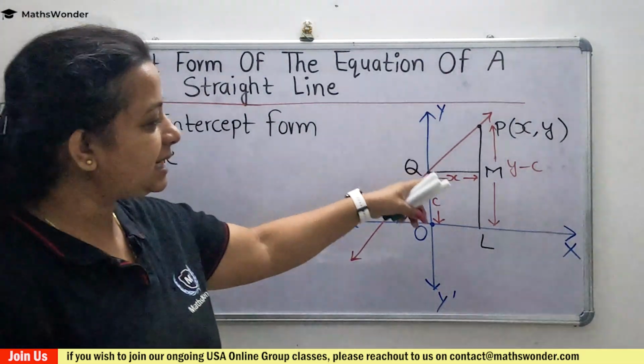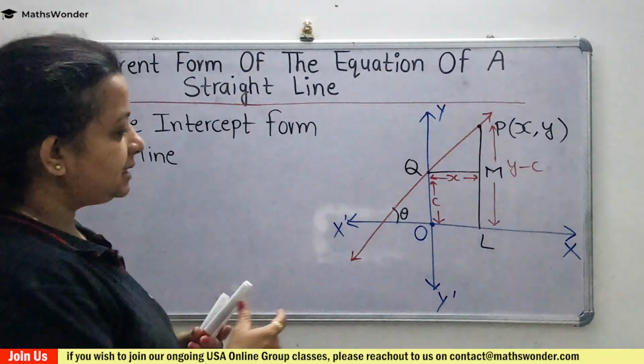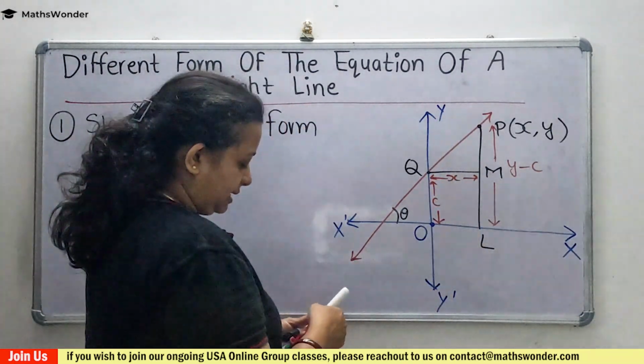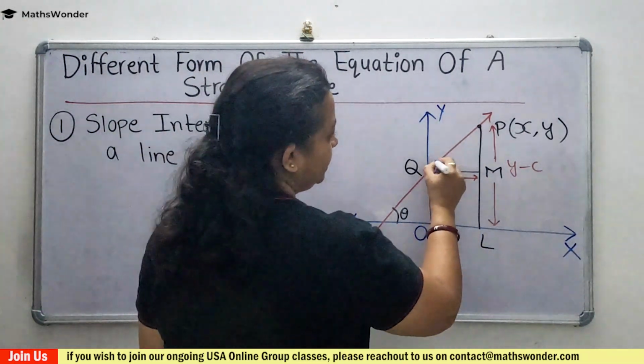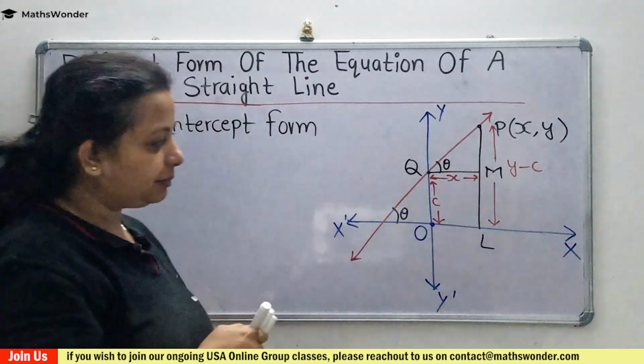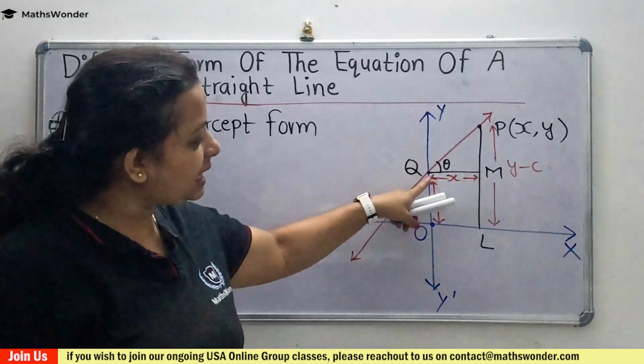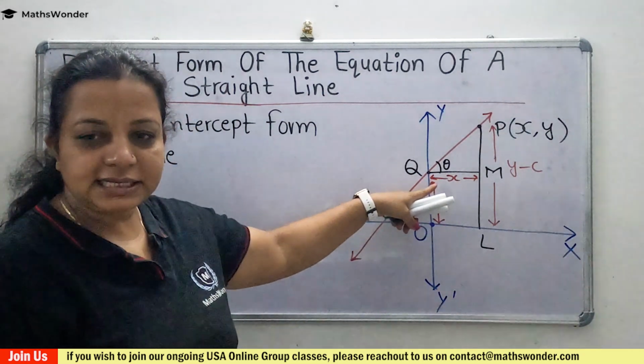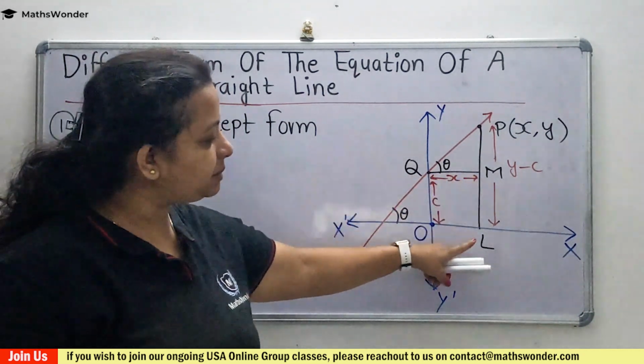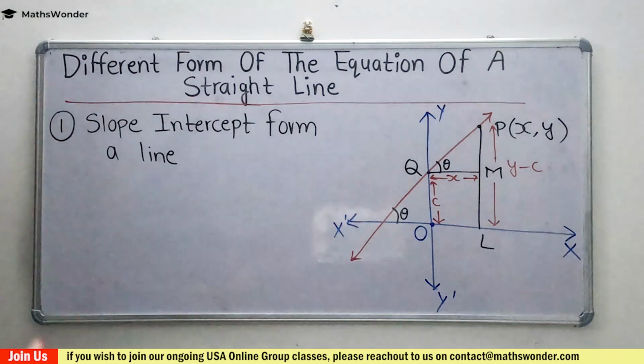In this diagram, this is the x-axis and the y-axis. This will make an angle theta here. C is the y-intercept. X is x, so this part QM is x. Now P to M is y minus C. Now it's done. Now come to the equation.